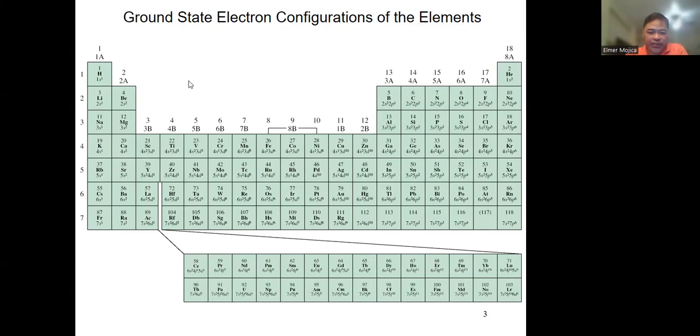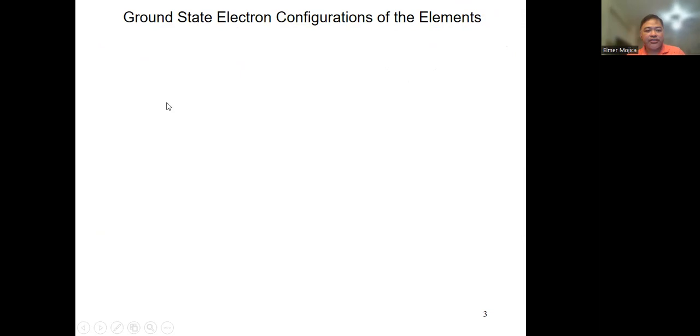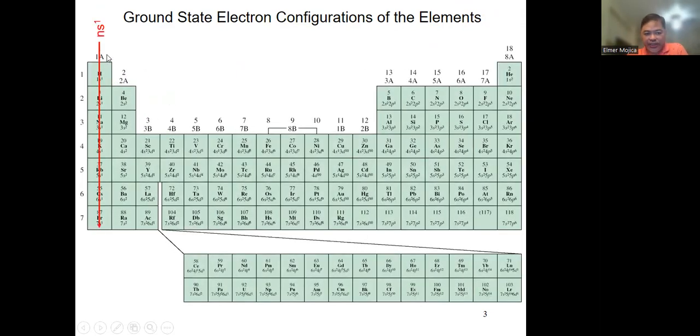If we look at this electron configuration, these are the s orbitals, these are the p orbitals, the d orbitals, and the f orbitals. There's a pattern that you follow. If you start from the beginning, here is ns1, ns2, where n is the principal quantum number, at least for the s and the p.